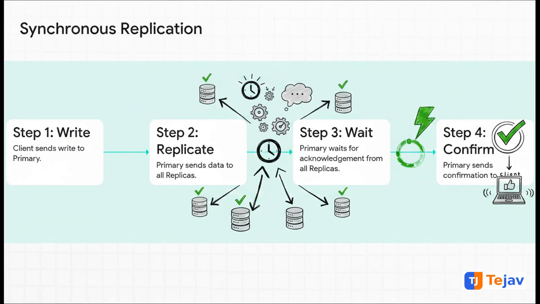With synchronous replication, the whole process is incredibly careful. When a client sends some data, the primary doesn't just save it. Oh no. It first sends that data out to all of its replicas, and here's the key part. It waits. It literally will not tell the client we're good until every single replica phones home and confirms, yep, I've got the data. This gives you an ironclad guarantee that your data is consistent everywhere.